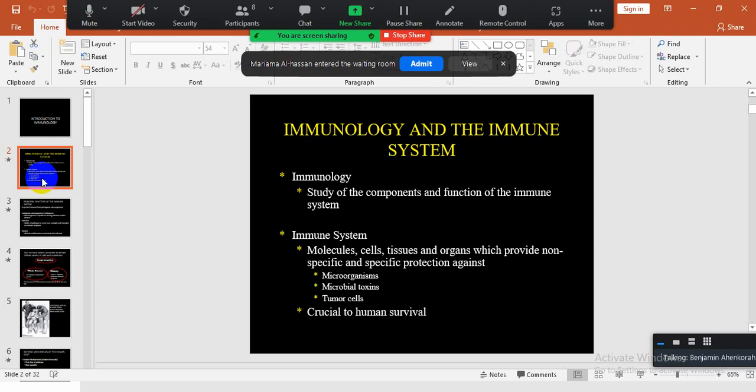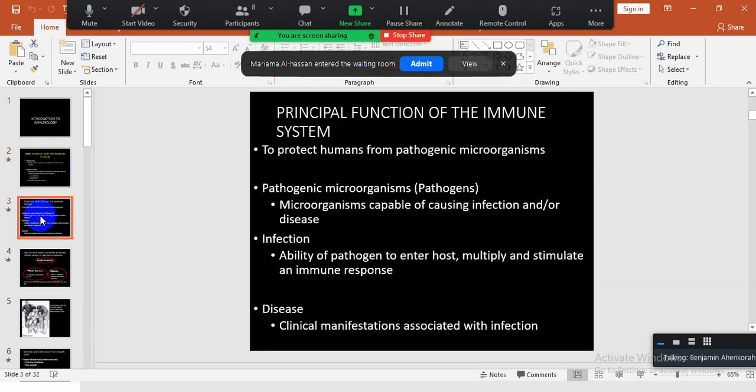The immune system is very crucial to human survival, because without the immune system, organisms will eat us up. If somebody is dead, the reason why the person is dead is that his immune system has collapsed. So microorganisms will eat that person up and the person will be no more.